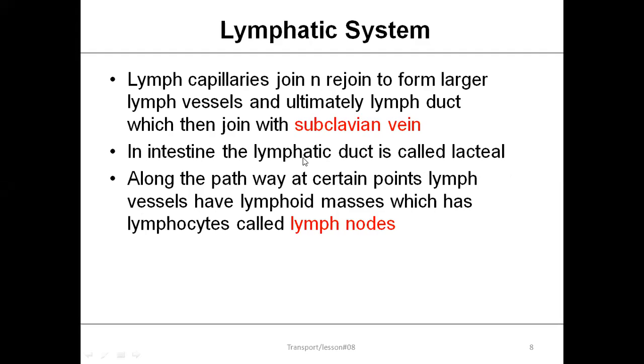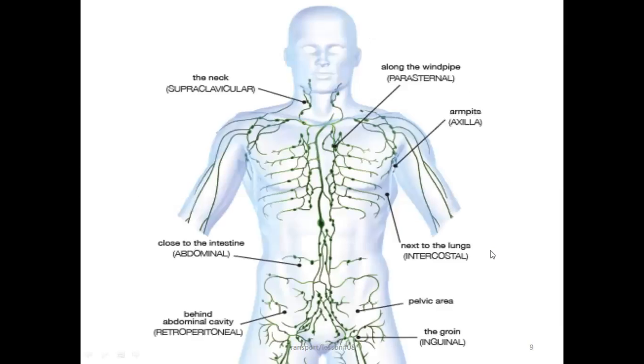In the intestine, the lymphatic duct is called the lacteal. Along the pathway at certain points, lymph vessels have lymphoid masses, which have lymphocytes, which are called the lymph nodes. Aggregations of the lymph capillaries are called the lymph nodes. Now we have lymph nodes everywhere present inside our body.